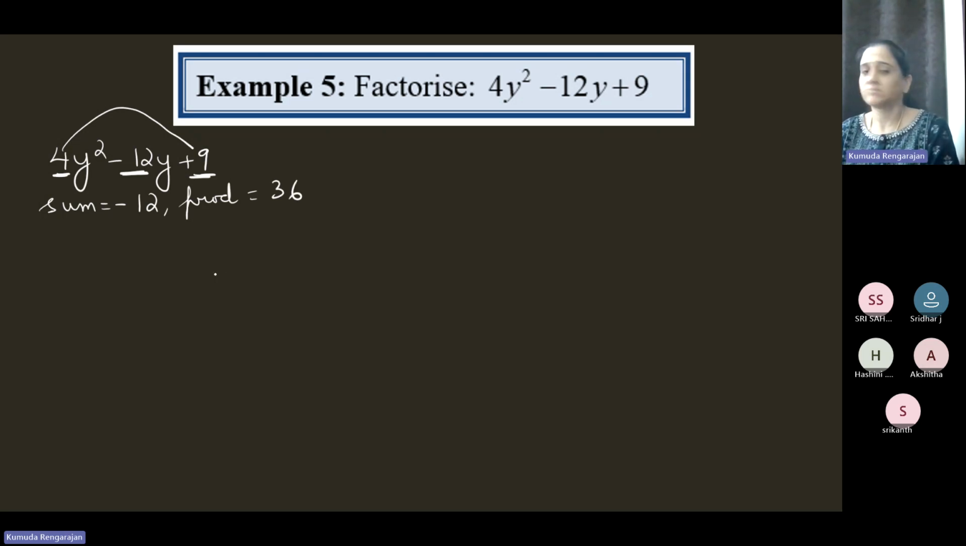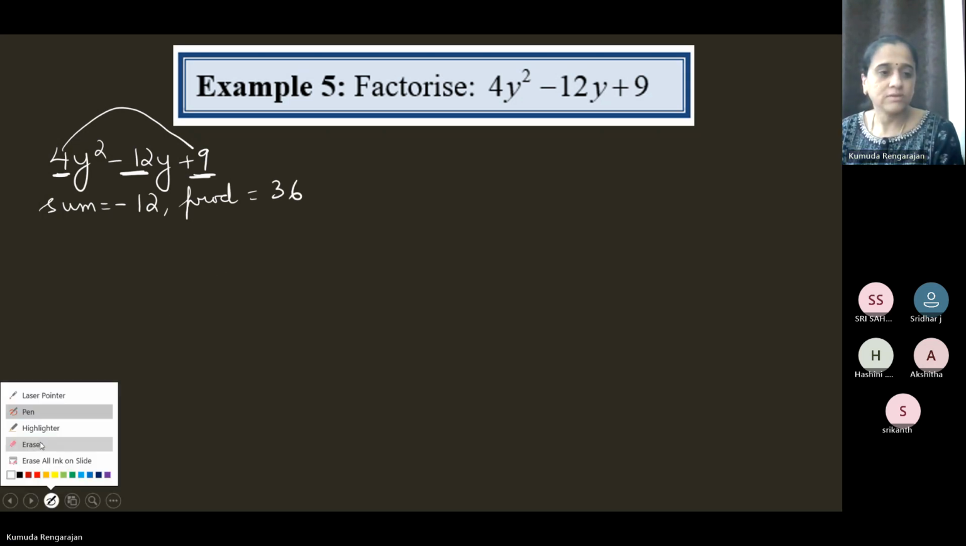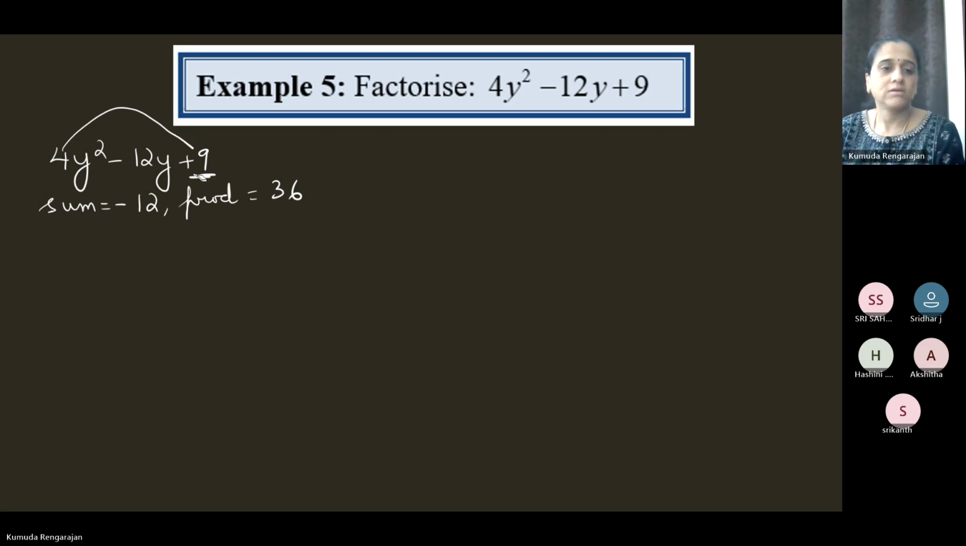36. Yeah, do it. Factorize now by splitting the middle term. We'll come back in 5 minutes.